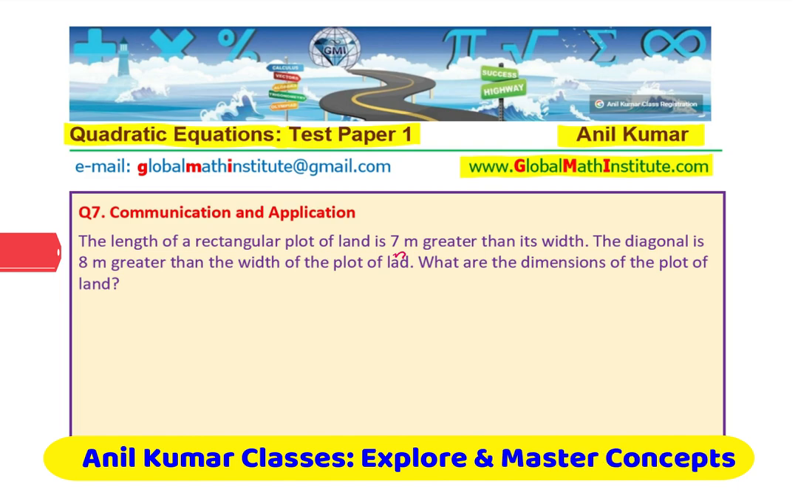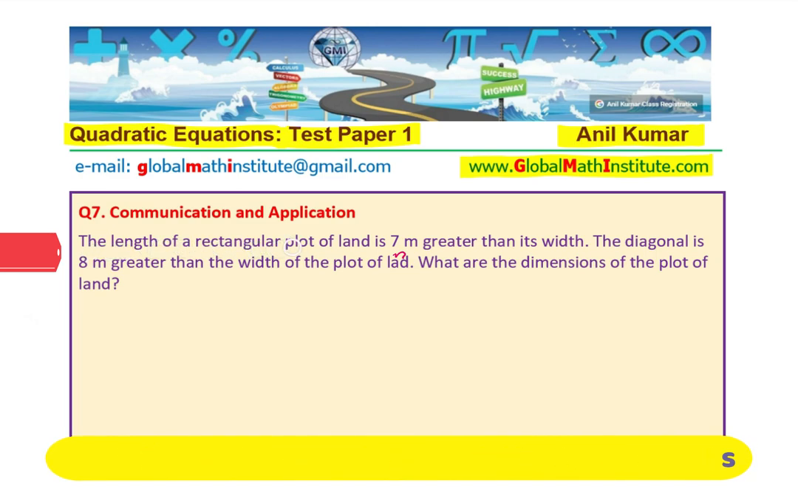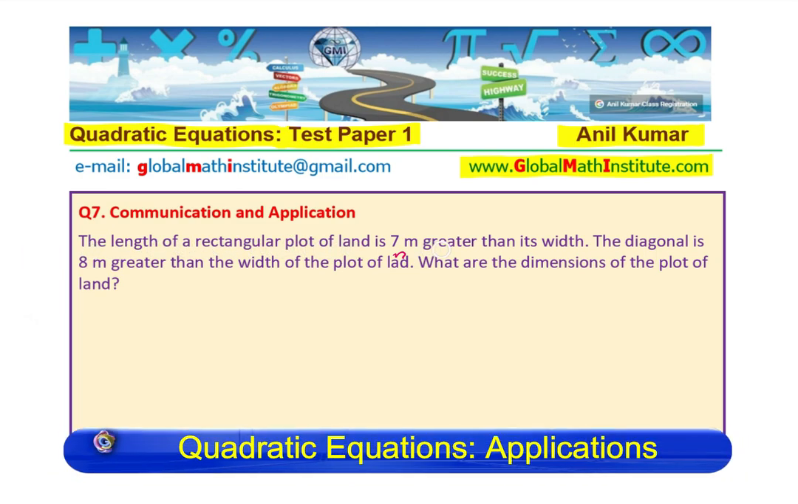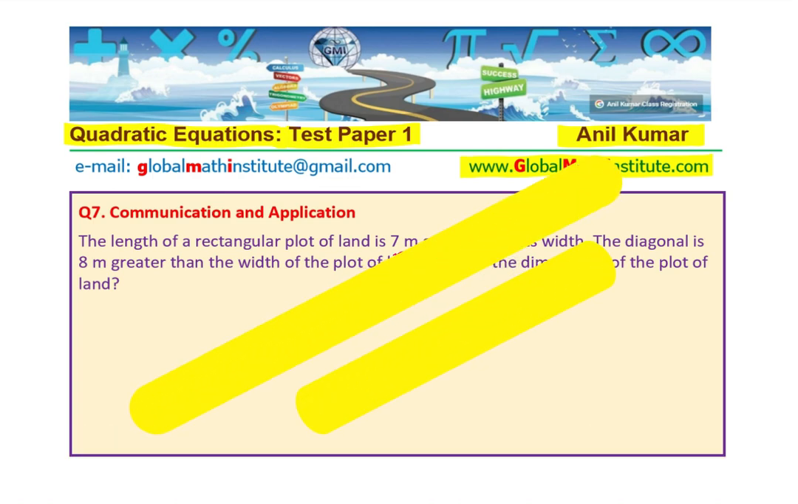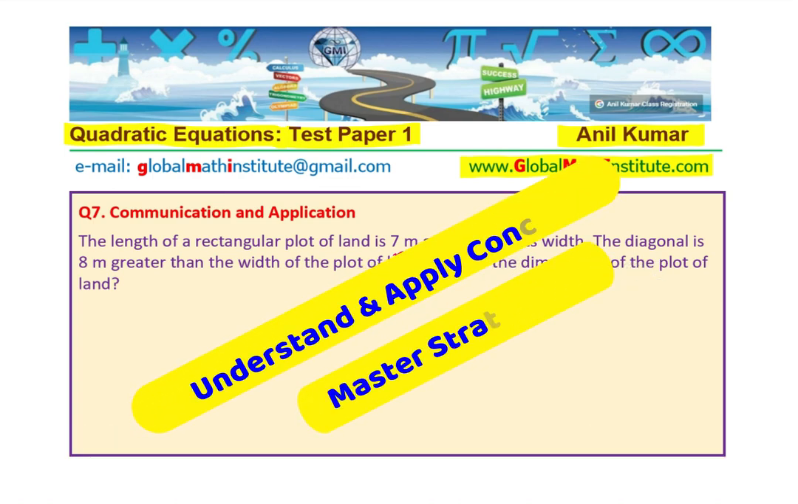The question here is, the length of a rectangular plot of land is 7 meters greater than its width. The diagonal is 8 meters greater than the width of the plot of land. What are the dimensions of the plot of land?